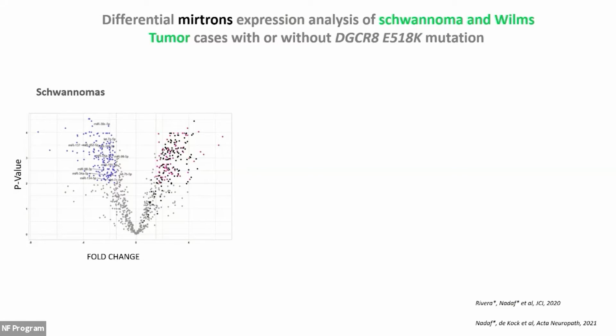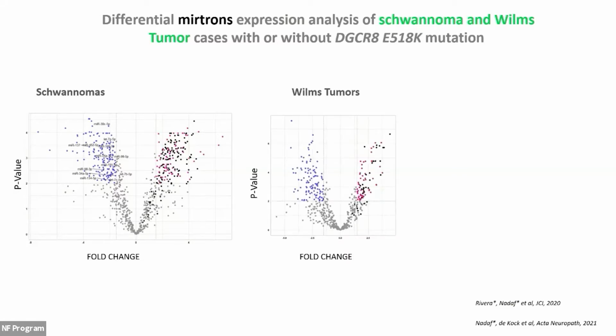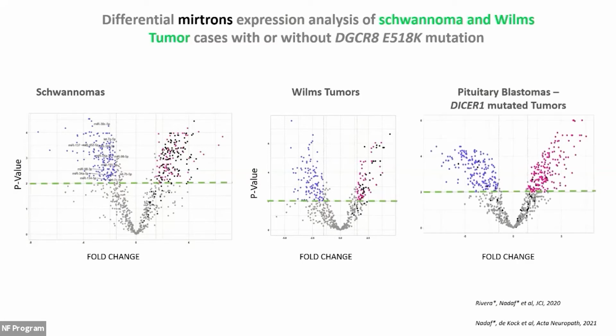This is schwannoma, but the same happens when we look at the Wilms tumors. Mirtrons are all overrepresented here. And to test the pipeline, what Java did is he gathered pineoblastomas, which are tumors with DICER1 mutations, and now plotted mirtrons, and they are in both the overrepresented and the underrepresented, or underexpressed, we can assume, side of the volcano plot. Why? Because mirtrons are dependent on Dicer.